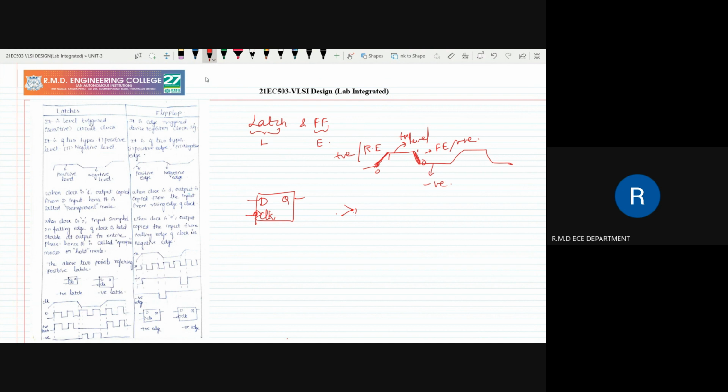So consider a positive latch: whenever the clock is positive, whatever input we give will be reflected in the output, and during the negative portion it will be in the off condition. The same case is reversed for the negative latch. In the negative latch, the positive portion will be 0, and in the negative portion, whatever input you give will be reflected in the output. This is your positive latch diagram.